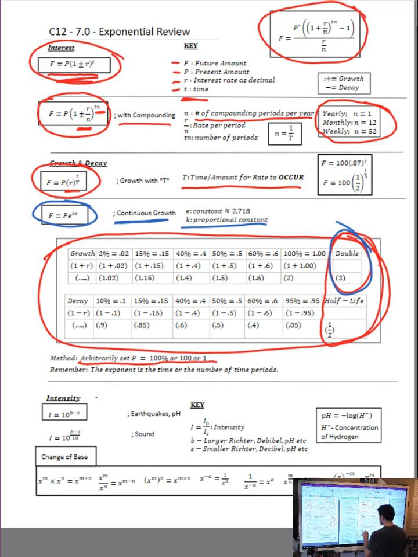If we're going to be talking about intensity, we're going to use the formula I equals 10 to the B minus S. We're going to do that for earthquakes and pH. Now remember, if we have a sound question, we have to divide by 10.